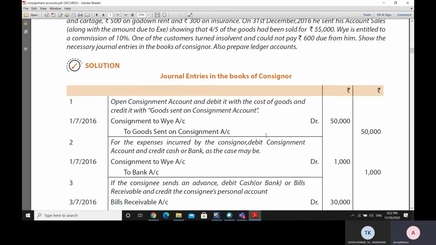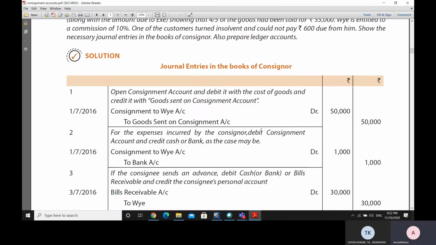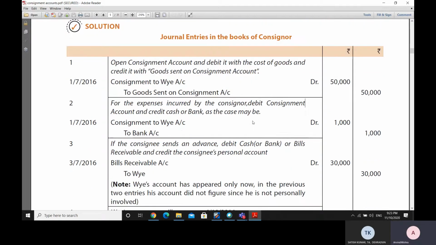So basically we have to take them out of the trading account for some time and put them into the consignment cycle. And once we complete the consignment cycle and the goods are sold and we ascertain the profits, the unsold goods which are left out, we will again put it in the consignment account, and we'll close the goods sent on consignment account by transferring it to the trading account.